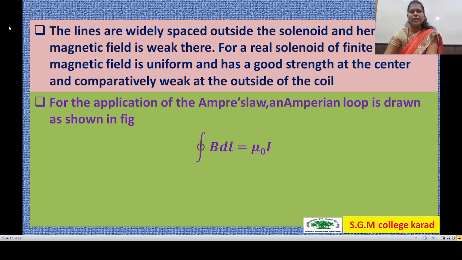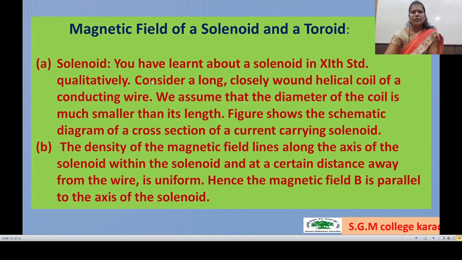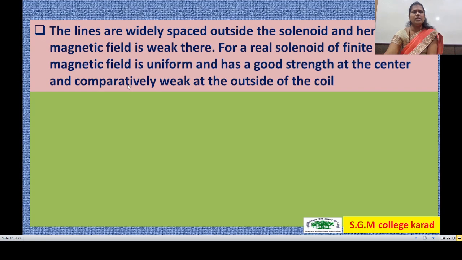A solenoid is a long straight wire, closely wound in helical coils of conducting wire. The magnetic lines are widely spaced outside the solenoid, hence the magnetic field is weak there. For a real solenoid of finite length, the magnetic field is uniform and of good strength at the center, and comparatively weak outside the coil.